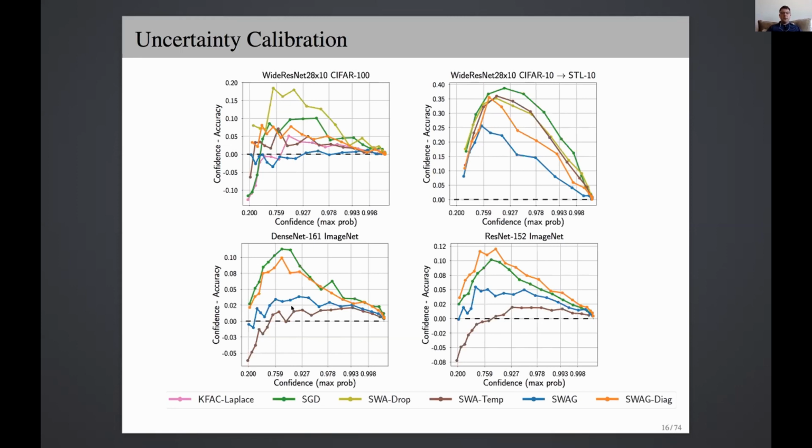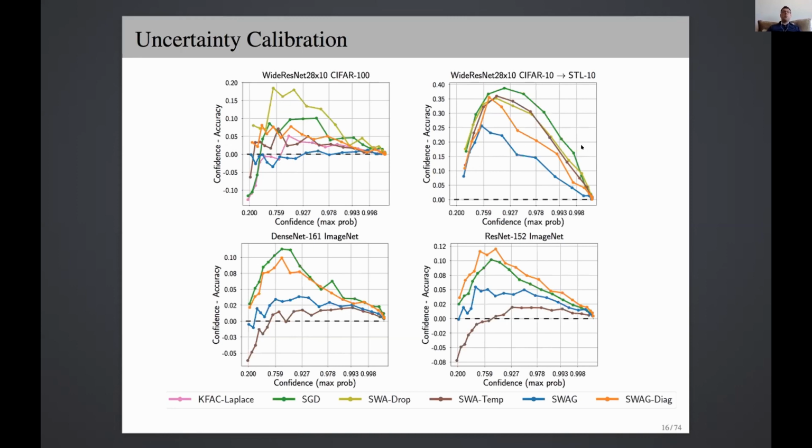We can see that the models are still a bit overconfident, but there's a significant improvement by doing this approximate Bayesian model averaging. In the top right panel, we have a somewhat different setting where we're actually doing transfer learning or covariate shift, domain adaptation. And we're training on CIFAR10, but then testing on this different data set, STL10.